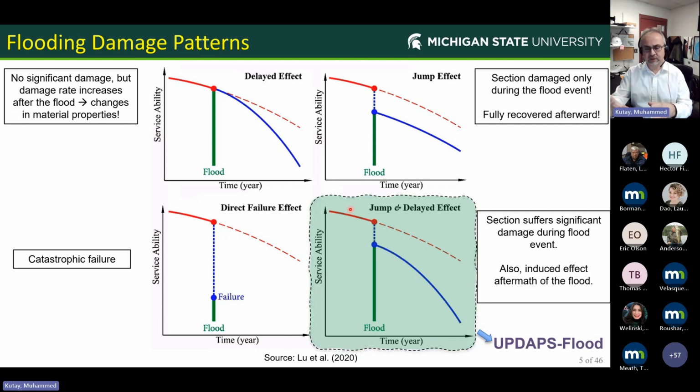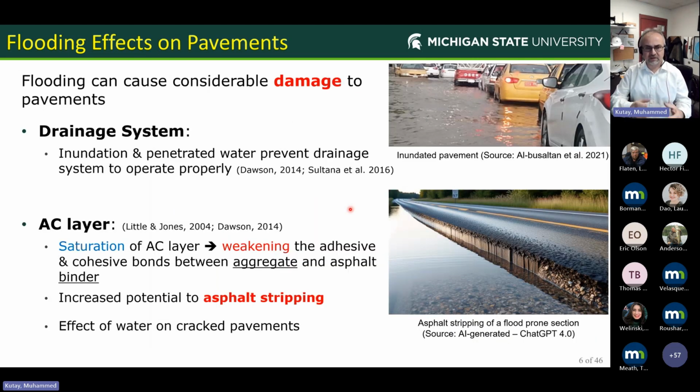with time. So this is the part that the models that we are going to discuss, and we're going to be telling you about UPDAPS. We're going to talk about that particular model and how we are handling it. So we are focusing on this very last condition.